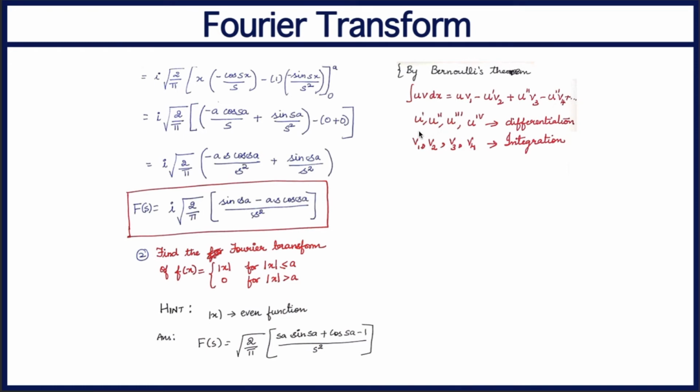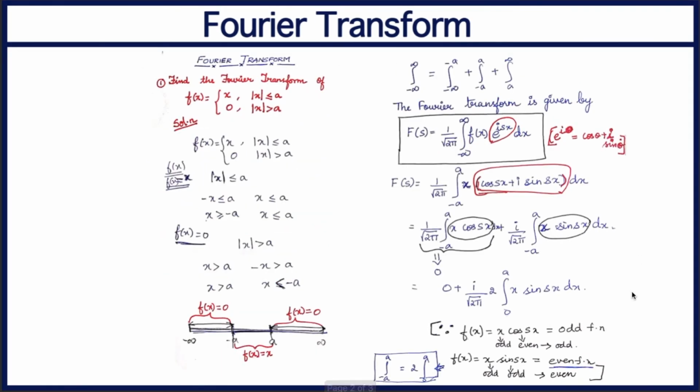So what is that? u dash, u double dash, u triple dash are nothing but the successive differentiation, and v1, v2, v3 are the successive integration. So these are the things you need to remember. Here we are taking x as u and sine sx as v. So this is u, this is v. So what is the formula for Bernoulli's?